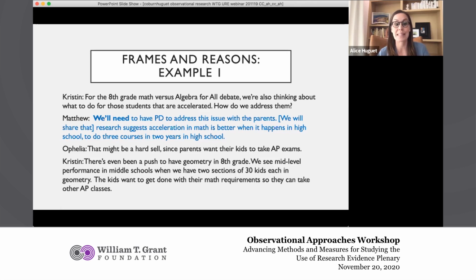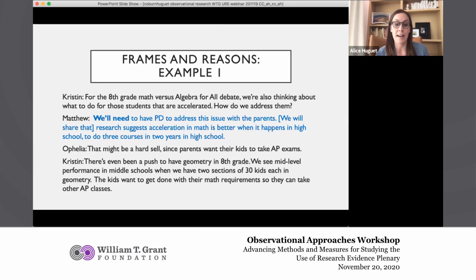It starts with we'll need. So clearly there's a solution that he's offering. Often solutions begin with we need or we should or we have to, or other active sentence starters. So his solution here is to host a PD for parents where they can explain that acceleration in mathematics shouldn't happen until high school. And the reference to research, where Matthew says research suggests, comes within this solution frame. So it's sort of preempting the conversation with parents, imagining using it as a justification for parents in this PD. So this was actually quite common.